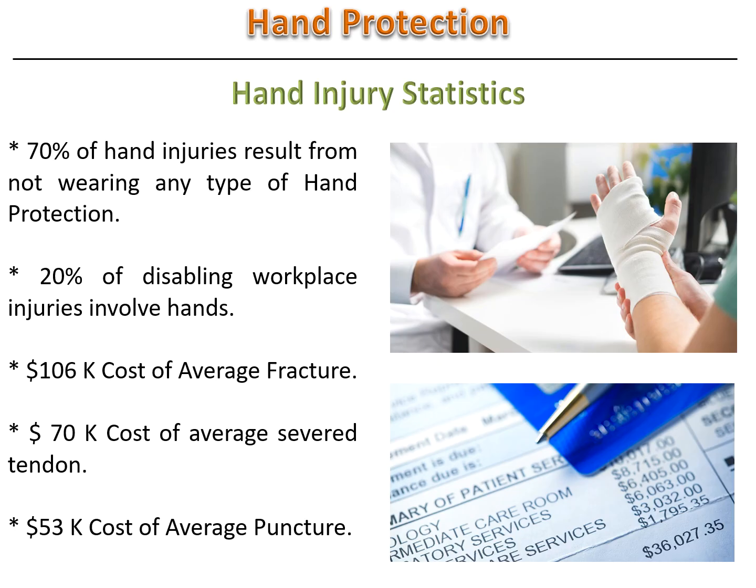Hand injury statistics. 70% of hand injuries result from not wearing any type of hand protection. 20% of disabling workplace injuries involve hands. $106,000 is the cost of an average fracture. $70,000 is the cost of an average severed tendon. $53,000 is the cost of an average puncture.